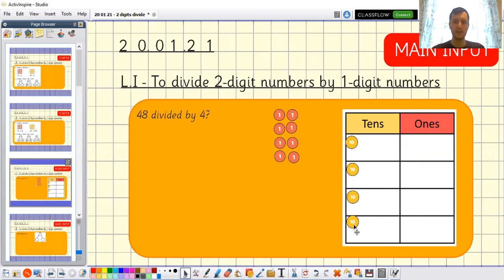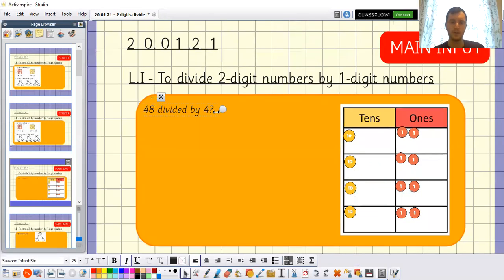So I'm going to split my tens into those 4 groups. And you can see there's all my tens. There's 1 ten in each group. And I'll do the same with the ones. I've done 1 one in each box, but I've still got some ones left, so I'm going to carry on. I now have 2 ones in each group. So my answer is 1 ten and 2 ones, which is equal to 12.